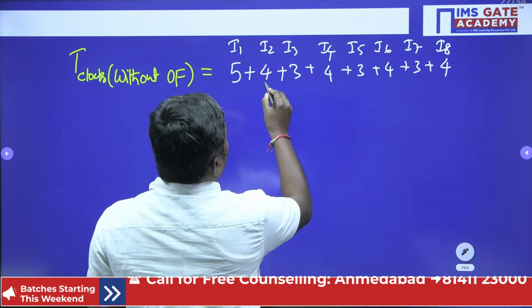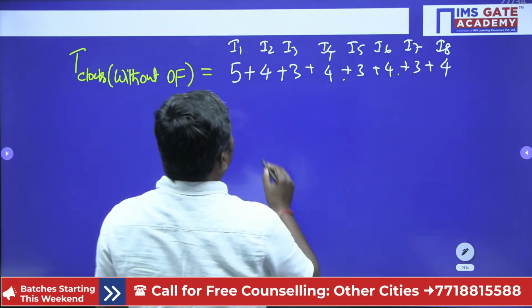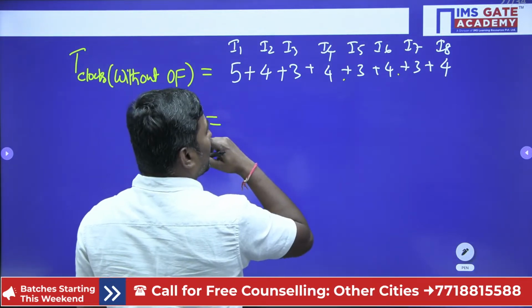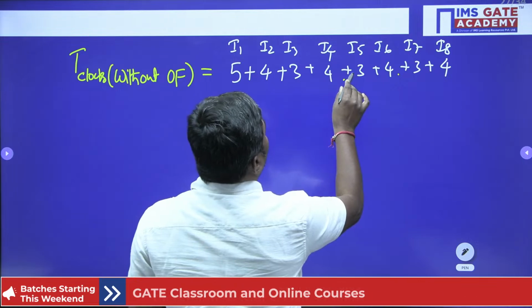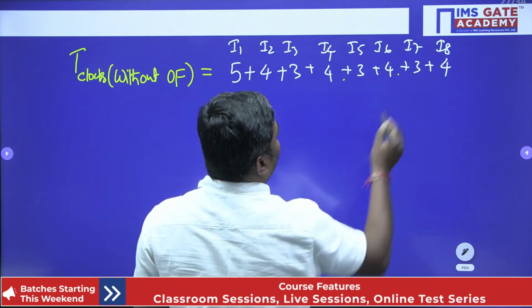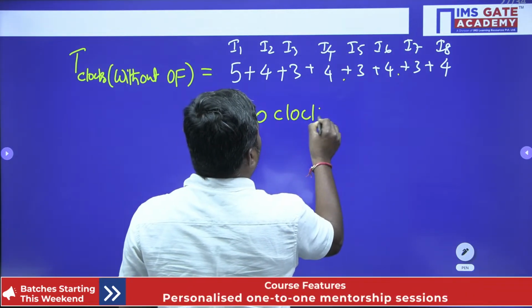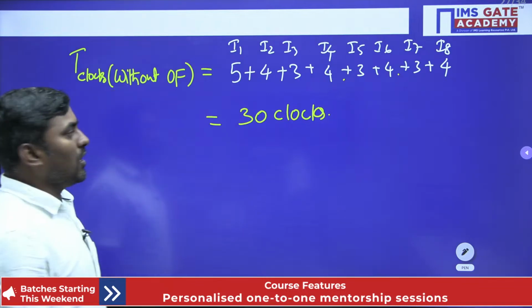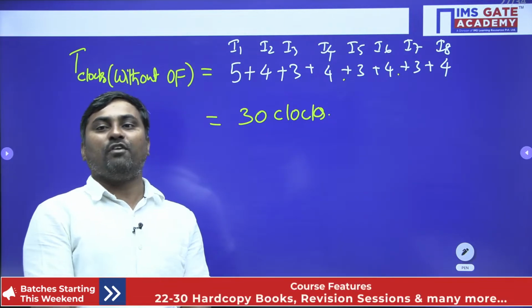So understand this: 1, 2, 3. Otherwise, 5 plus 4, 9. So otherwise this is 7, right? 7, 12, 14, 21, 21 plus 4, 25, 30. 30 clock cycles required. Now we need to find out the number of clock cycles required with operand forwarding.